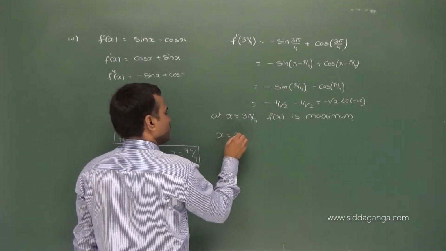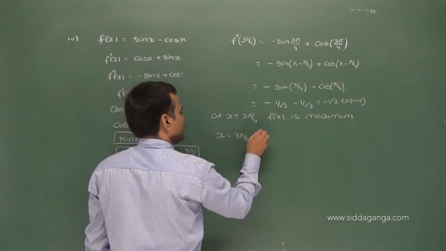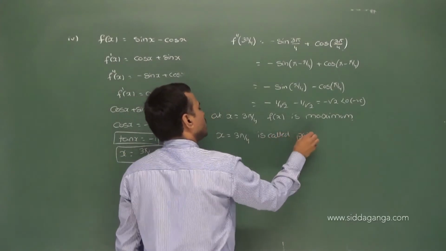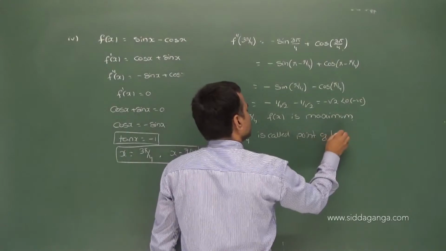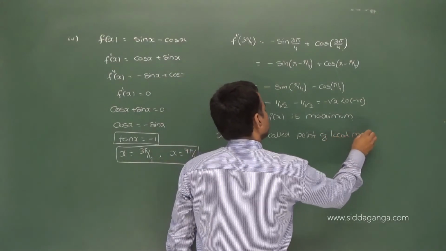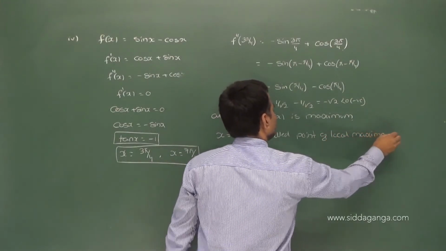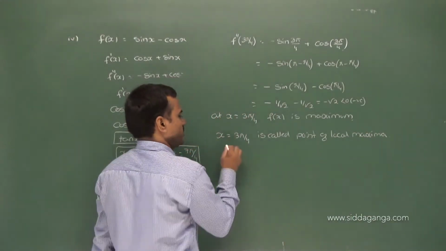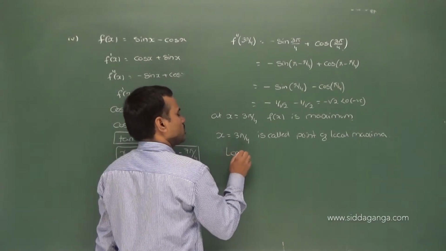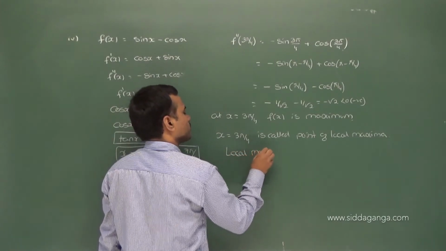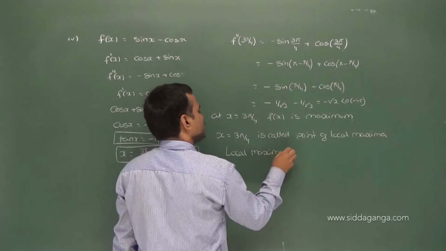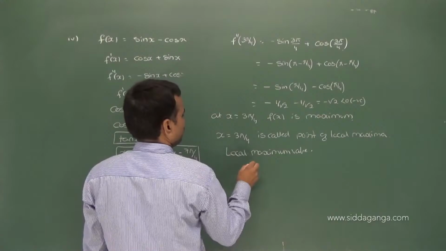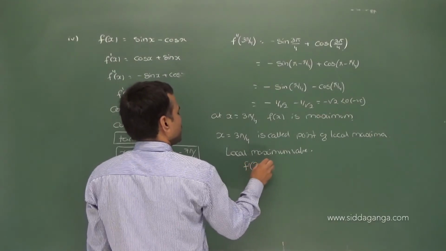X is equal to 3 pi by 4 is called the point of local maxima. Then the local maximum value is f of 3 pi by 4.